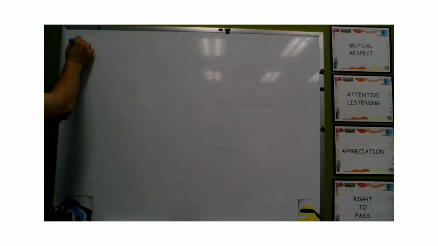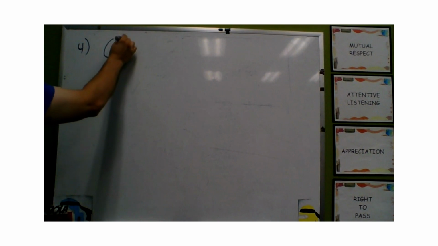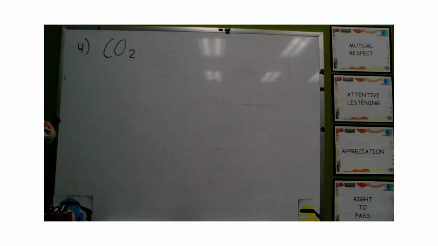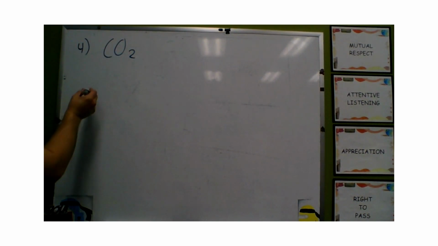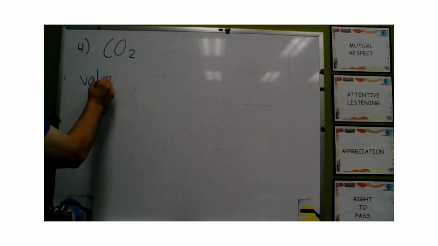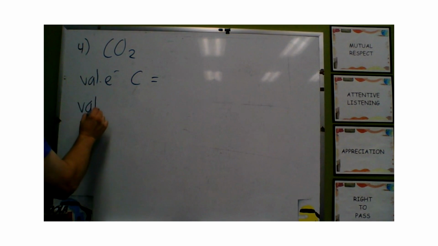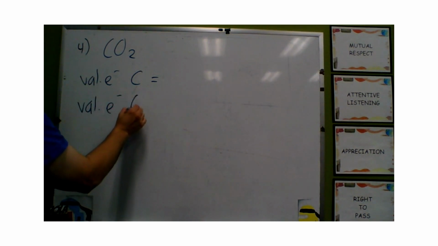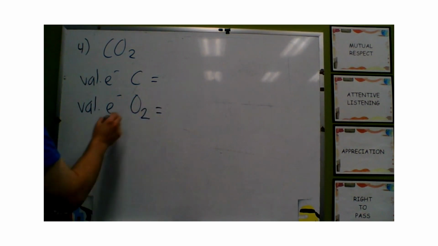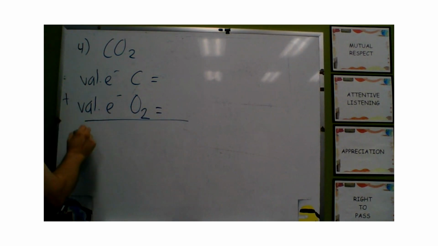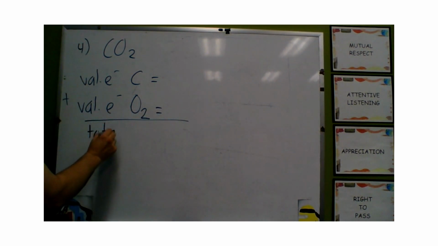Okay, so let's do carbon dioxide. That's the fourth one we're doing, CO2. We need to account for how many valence electrons, so I'll abbreviate valence electrons for carbon. We also need to know the valence electrons for oxygen, and there's 2 of those. And then we're going to add all of that together to get the total.